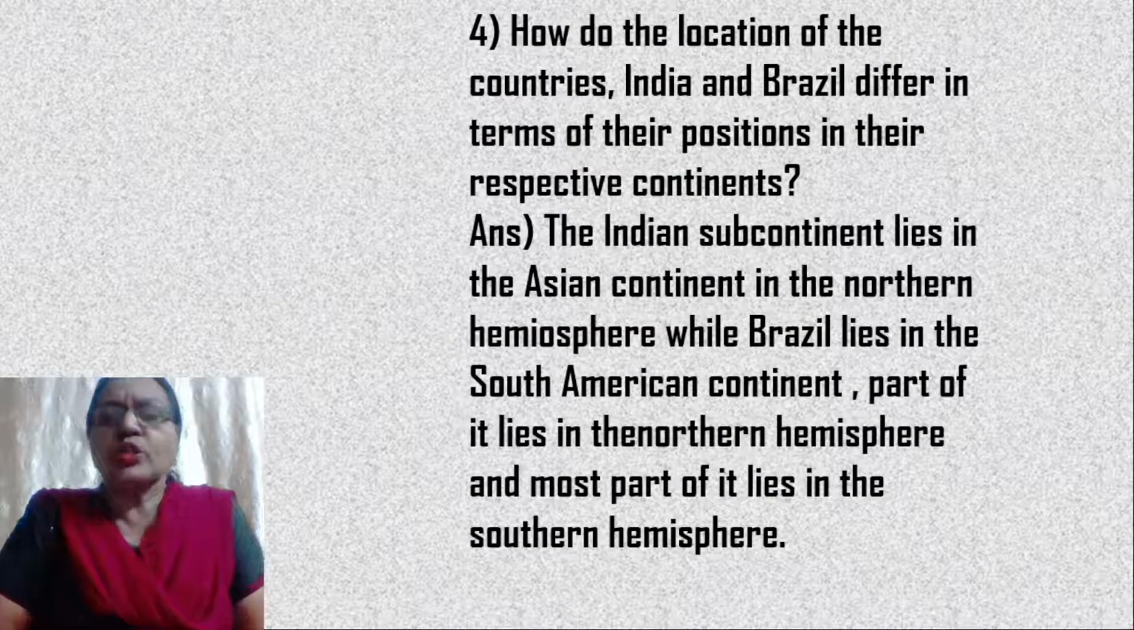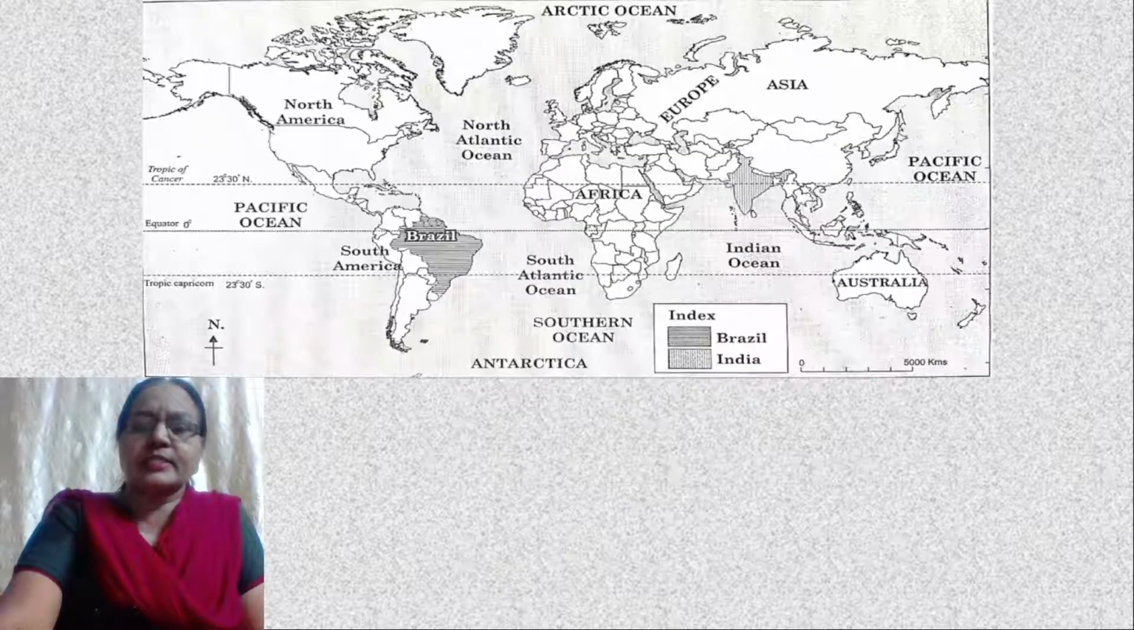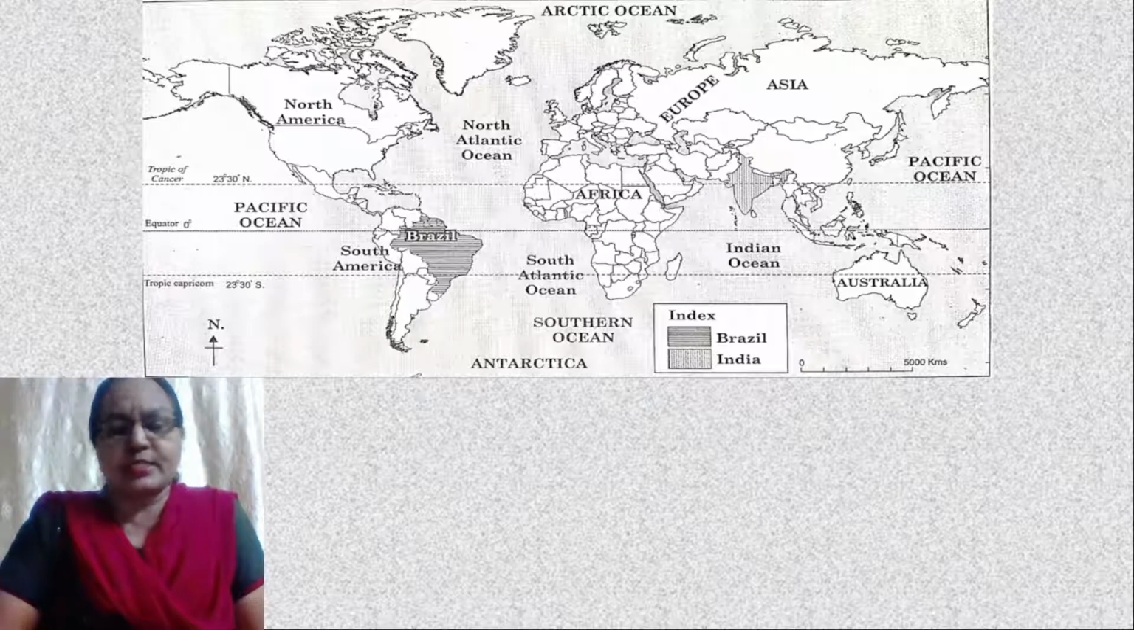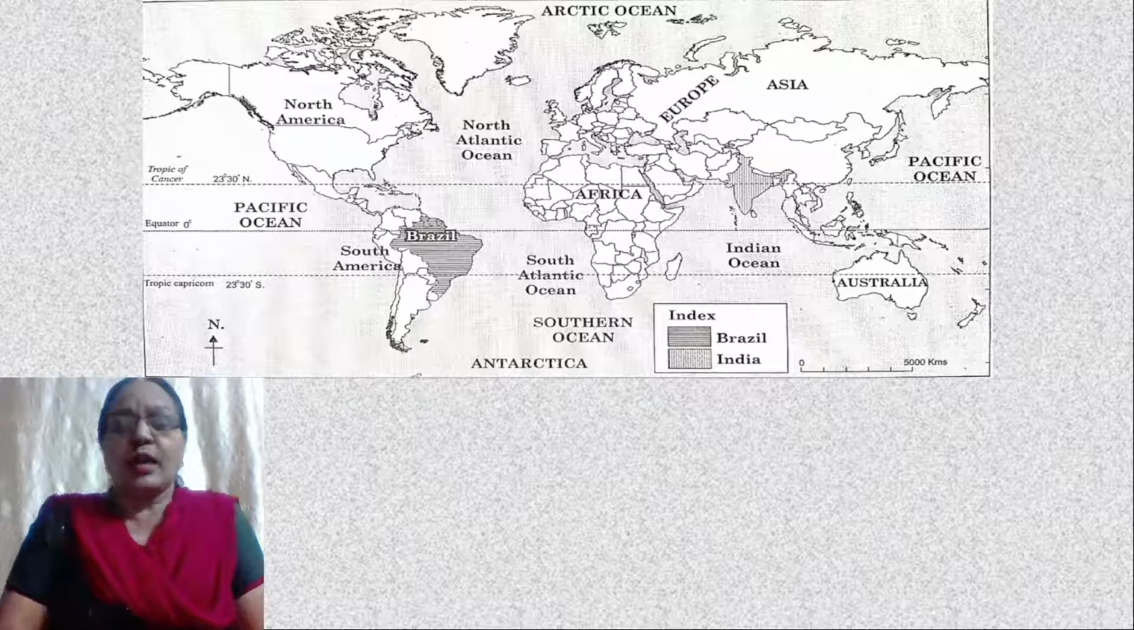Then how do the locations of the countries India and Brazil differ in terms of their position in the respective continents? Now let's go back to India as well as Brazil. Let us take Brazil first. Where is Brazil located? Brazil is a country located in the continent of South America. Now, where is India located? India is a country located in the continent of Asia.